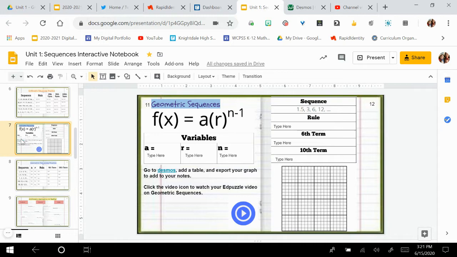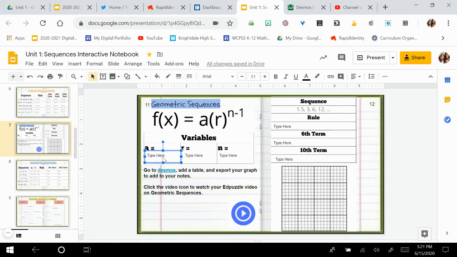So this is a geometric sequence equation. This is the recursive form, sorry. So this is the recursive form. The explicit form will essentially be just to the n power, okay? It will not be n minus 1. The n minus 1 means you're taking the previous term and you're going to be multiplying it, okay?